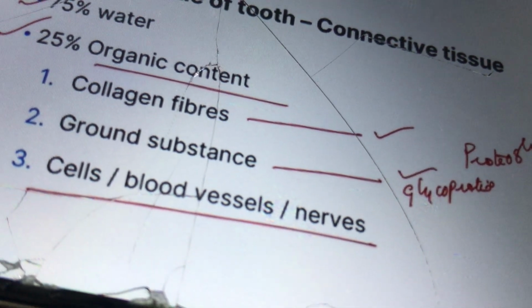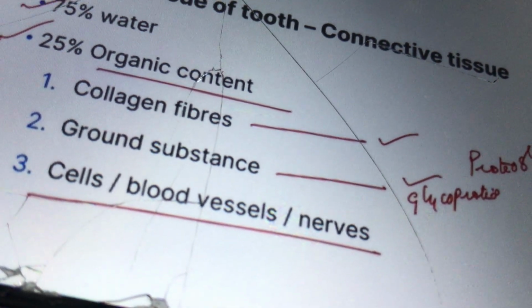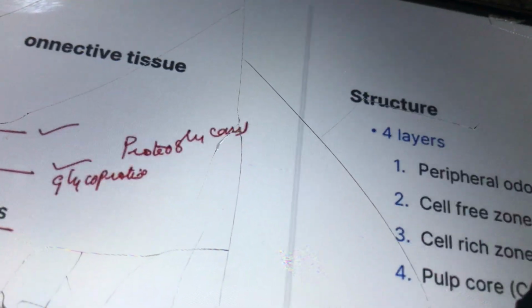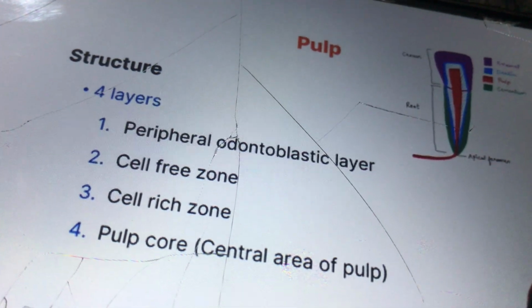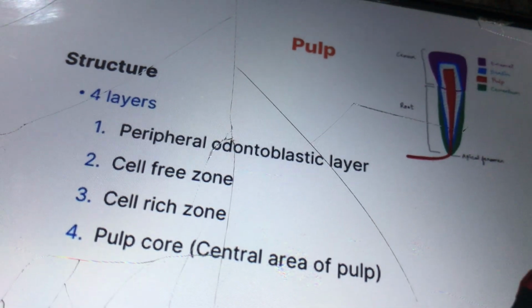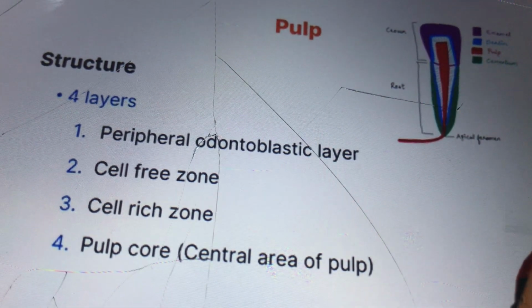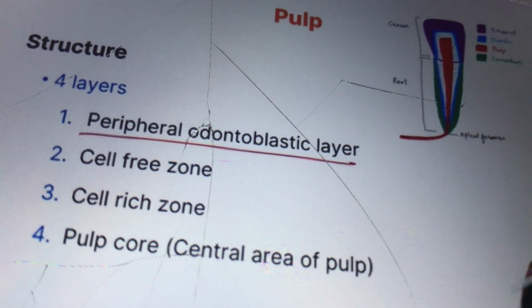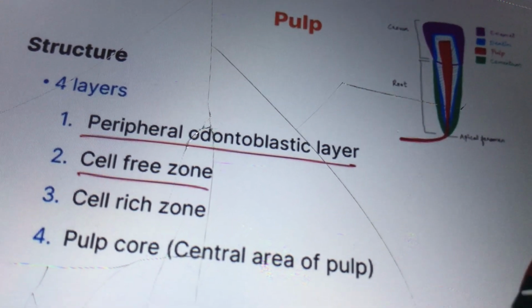So pulp is richly vascular and it has its nerve fibers embedded in it, and it is the only vital tissue of the tooth. So now when you see under a microscope, the pulp basically has 4 layers. As I told, the peripheral layer is your odontoblastic layer. Then you have your cell-free zone.